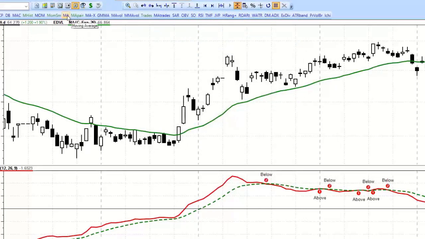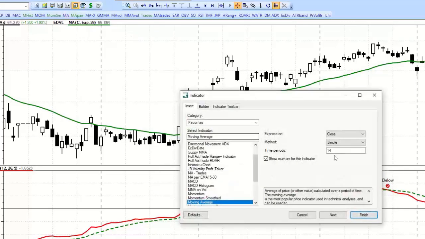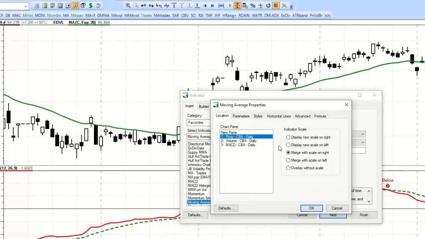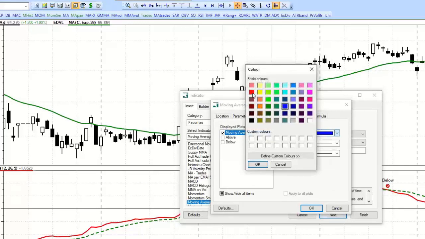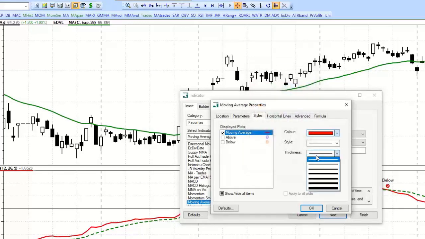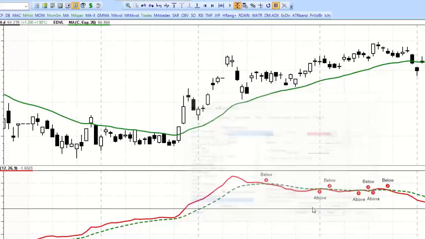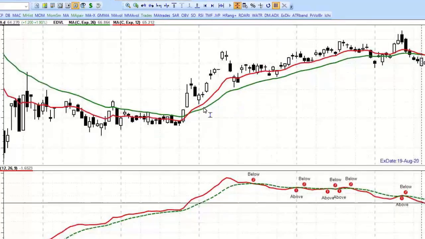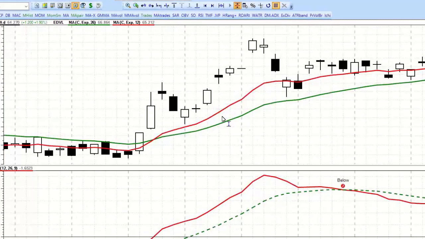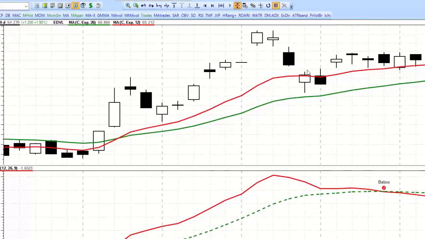Let me also add the 12 period exponential, and what I'm going to do is change the style to be red and make it a bit thicker so it's easier to see. Now, if anyone wants to see these steps in more detail later, we're happy to do that again or go through it again. Now, on this price chart up here, you can see a red moving average and a green one.